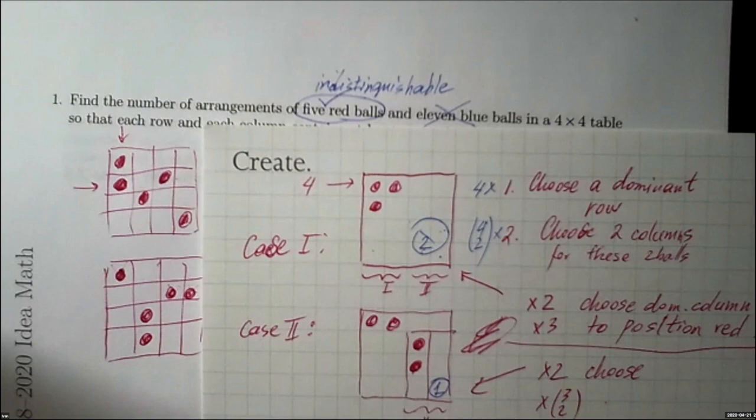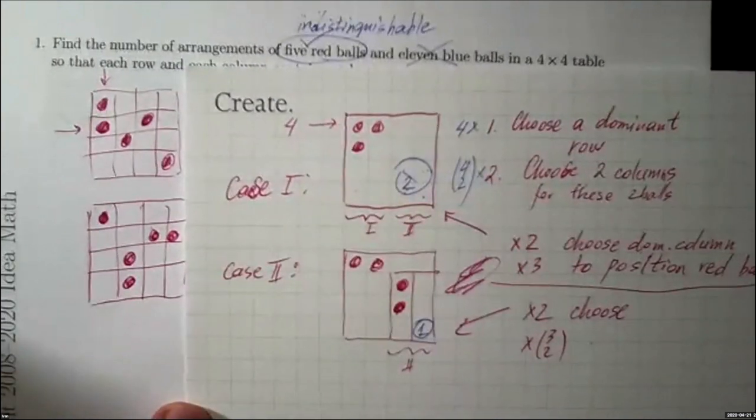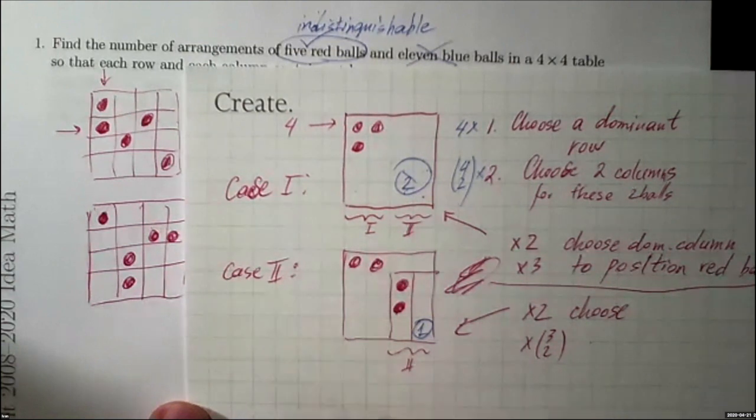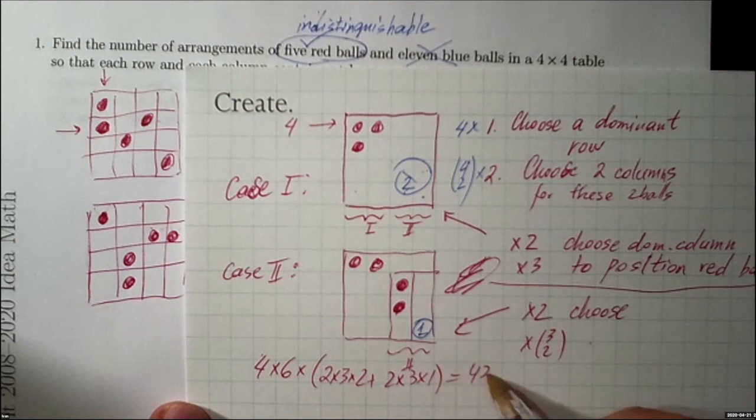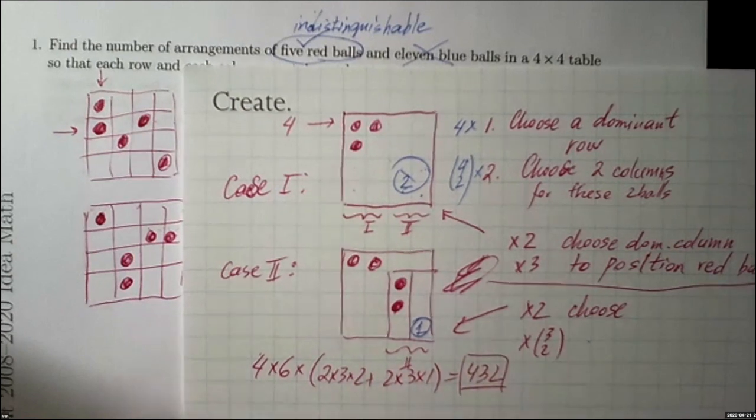Can you move the paper up a little bit, Ivan? Yeah, good. Then you add them, right? So at the end, if you do 4 times 6 times what? 2 times 3 times 2 plus 2 times 3 times 1, you get 432.